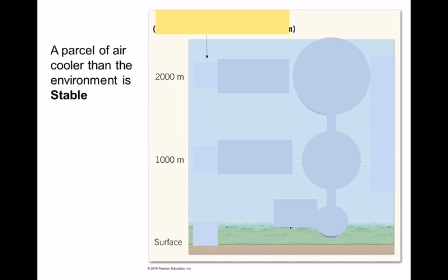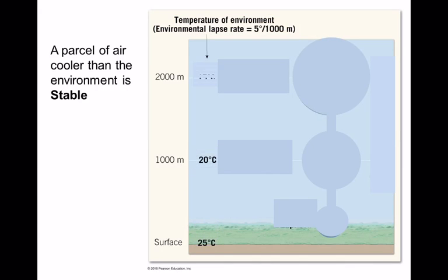All right. So this is an example. You see the caption is this profile actually fits a scenario where the environment is stable. So let's see what that looks like. This figure has the environmental lapse rate at 5 degrees Celsius per kilometer. To reveal what the environment's doing, we have 25 degrees Celsius, and then it cools to 20, and then it cools to 15. I buy that.